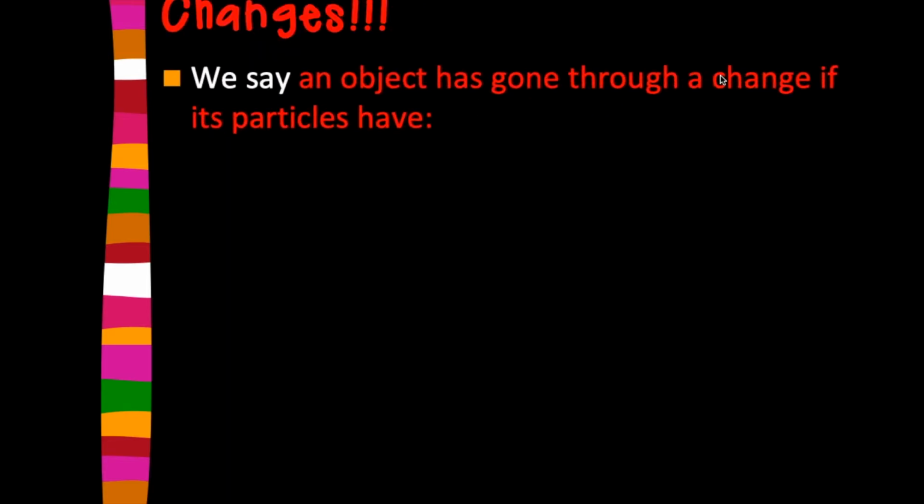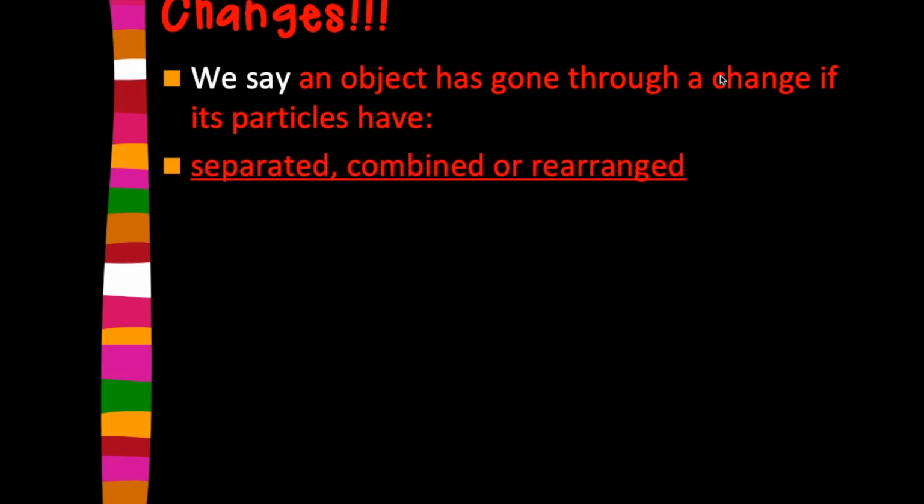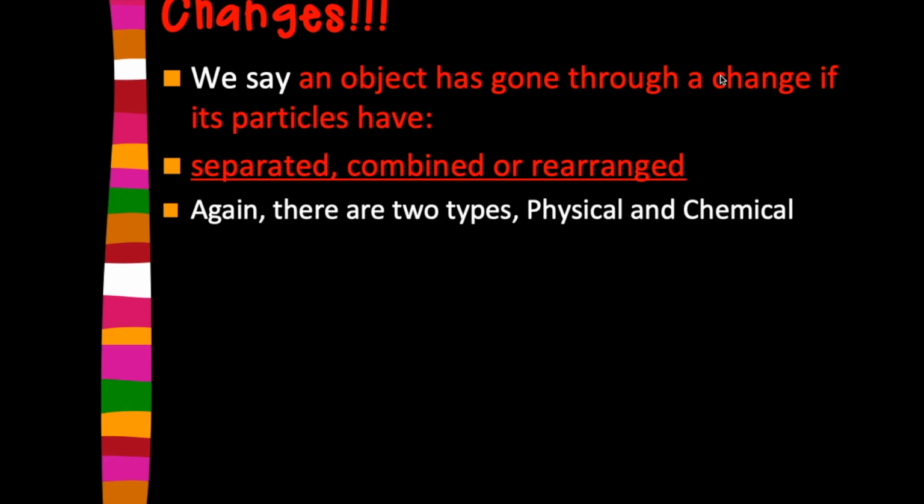Now let's talk about changes. So we would say that an object or a material or a substance or a chemical has gone through a change if its particles have separated, combined, or rearranged. Again, there are 2 types of changes, just like there's 2 types of properties. There's a physical change and a chemical change.